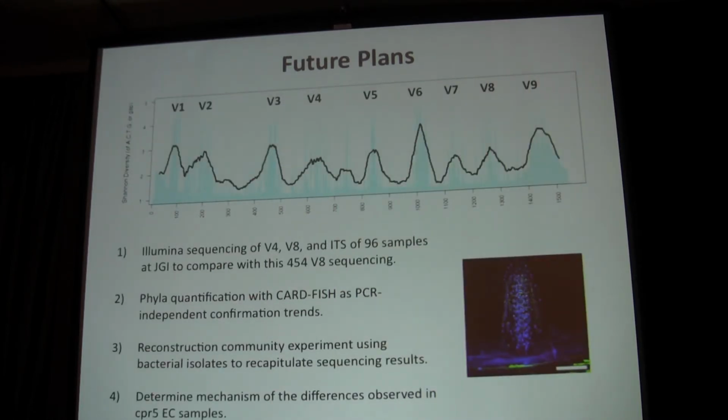We've got some future directions. We want to confirm all of our phyla phenotypes using both quantitation via FISH, and we actually have this in the works already to repeat the sequencing with Illumina and using other V regions to make sure we're not seeing some sort of artifact. What I'm going to go into in a couple more slides here is a reconstruction community experiment we have to test these hypotheses. And then finally, we need to determine what it is about the CPR5 that makes them different from the other hypermutants.